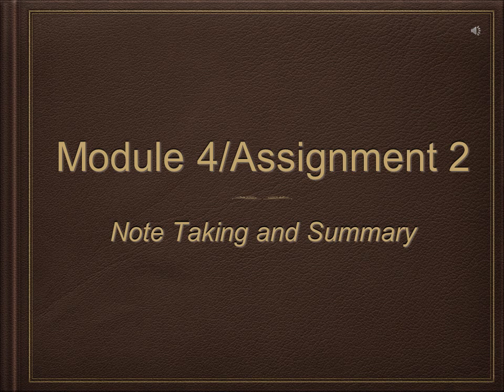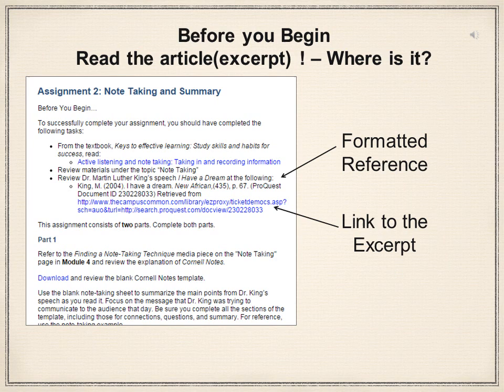Next, I'm going to talk about the Module 4 assignment number 2, which is a Dropbox assignment. It is on the Cornell note-taking method. This is a copy of the assignment page. Notice the arrow that points to the excerpt or the article that you are supposed to read. Note that the other arrow points to the full reference. You will need to put the source information below your summary.